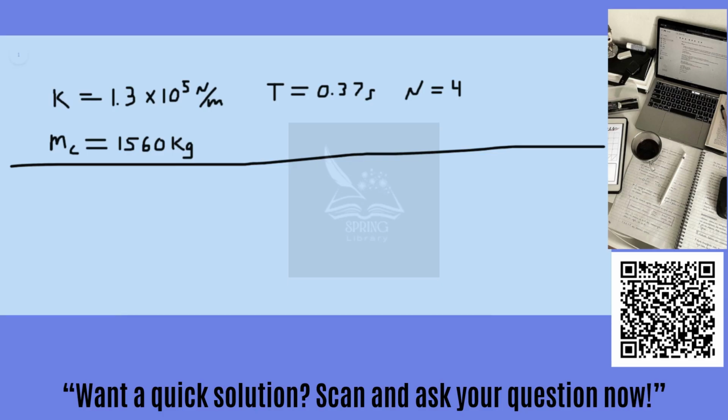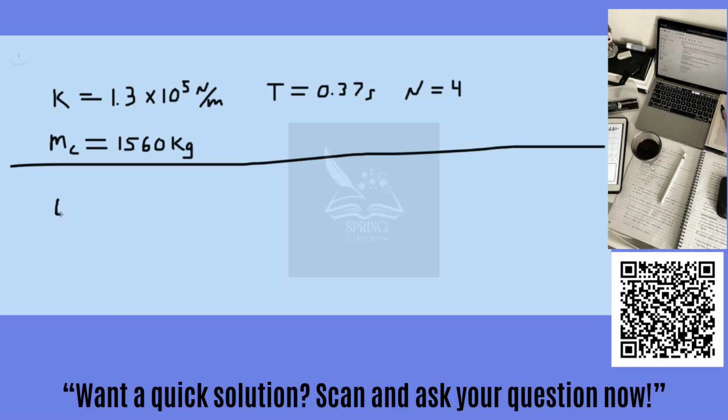For this question, we're considering 4 springs, each with a spring constant of k. The total period, which I write as T, is 0.37 seconds. N here is equal to 4. This is the number of passengers. It's also the number of springs. And the mass of the car without the passengers is 1,560 kilograms. What's the mass of each passenger?